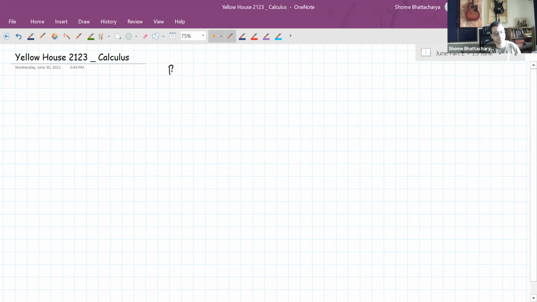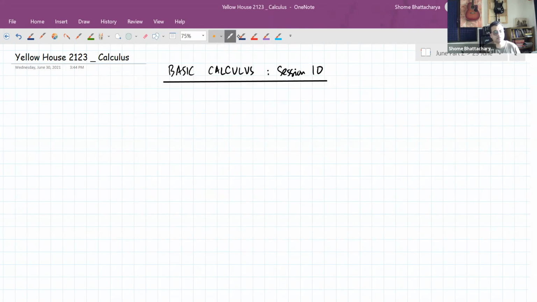Right, so this is basic calculus session number 10 for us. So we are gradually coming towards the end of calculus. In another couple of weeks, we should be able to start kinematics, which will be the next chapter for us. Anyhow, so let's start with the recap of indefinite integration.